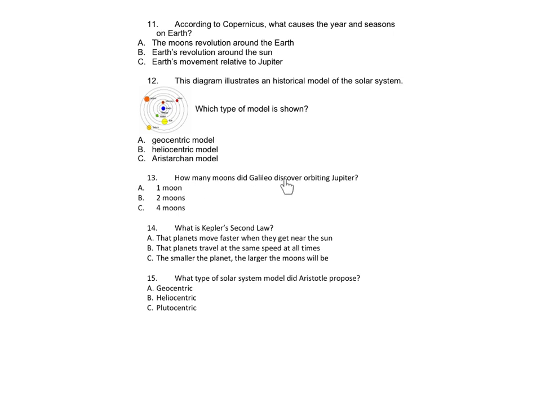Number 13. How many moons did Galileo discover orbiting Jupiter? A. 1 moon. B. 2 moons. C. 4 moons.